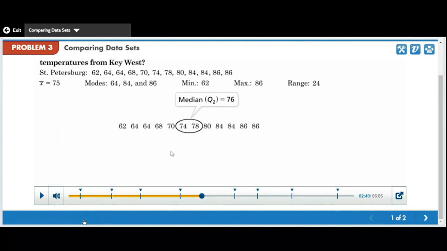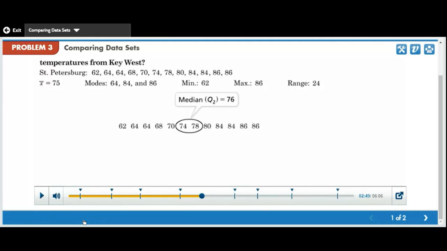Something else super important to note is the median will always divide your data set completely in half. However many data values are on the left-hand side of the median must also be on the right-hand side of the median. So notice, if I have 2 values as my median, I have 1, 2, 3, 4, 5 data values on the left, and 1, 2, 3, 4, 5 data values on the right. My median will always split my data set 50-50. It will never be uneven. If it is uneven, it would not be the true median.